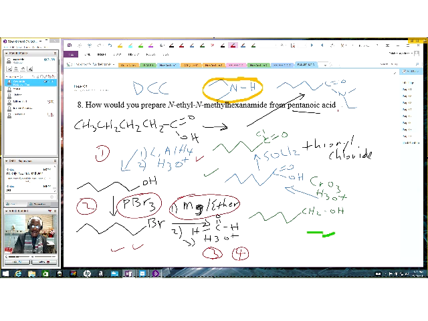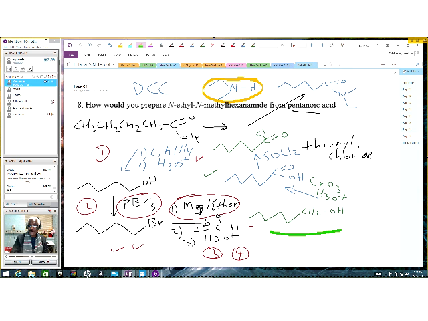Once we form the Grignard reagent, we then react the Grignard reagent with formaldehyde. Then we follow that up with hydronium ion to work up the reaction. That gave us the primary alcohol right here, and that is how we extended the carbon chain by 1.